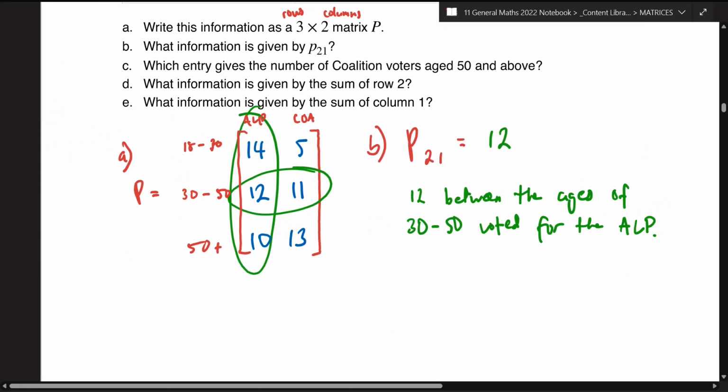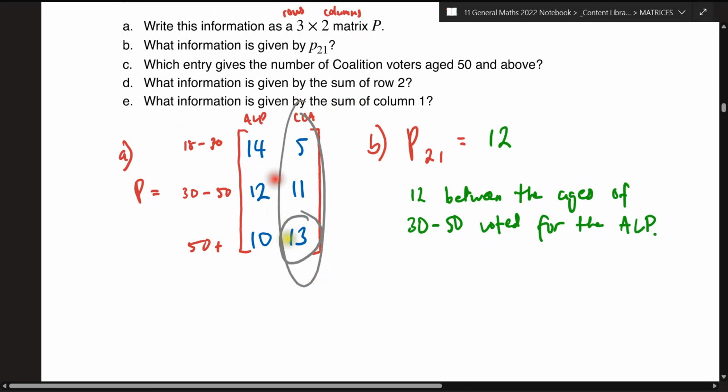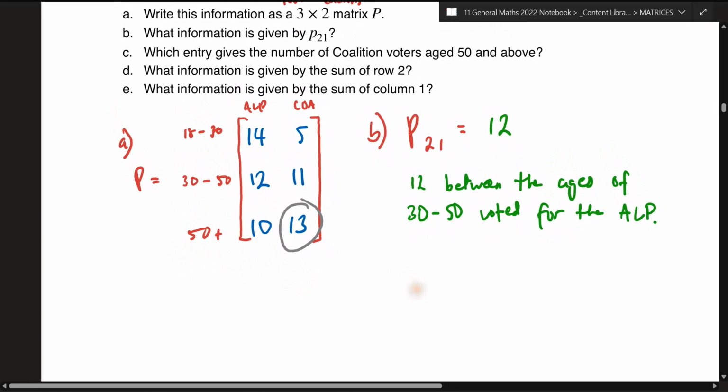All right, question C. Which entry gives the number of coalition voters aged 50 and above? Okay, coalition voters aged 50 and above. So if we're looking at coalition, it's that column. 50 and above would be this row. So that would be this number here. Okay, right there, number 13.